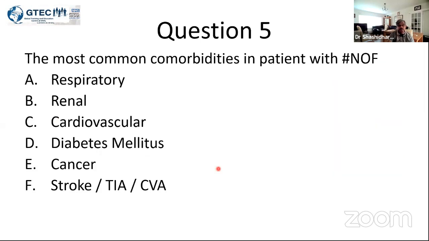So the next question is, what is the most common comorbidity in patients with fracture neck of femur? I've already told you that these patients will have other comorbidities. So what do you think is the commonest one? Is it respiratory? Is it renal? Is it cardiovascular? Is it diabetes mellitus? Or do they have cancer? Or do they have some disorders related to the CNS? What do you think, Sanish?